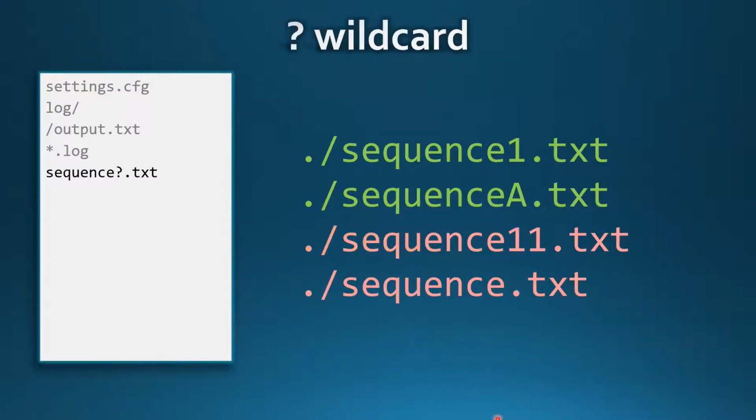The question mark wildcard matches any single character except for the slash character, which is your directory descriptor. The important difference between the question mark wildcard and the asterisk wildcard is that the question mark must contain a character, whereas the asterisk could be empty. The question mark must have something, and it's a single character.